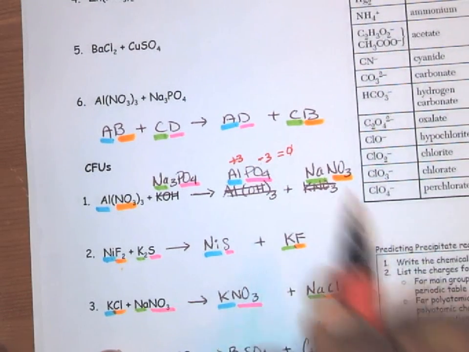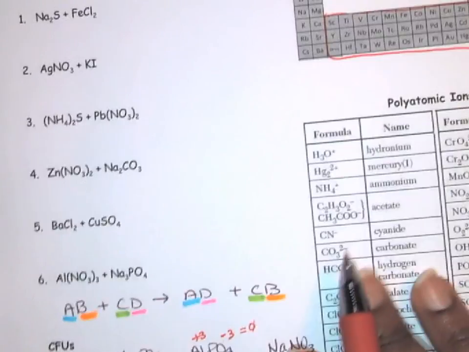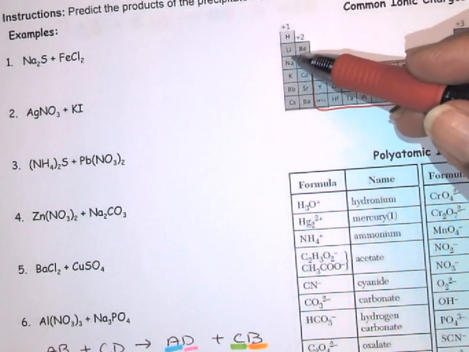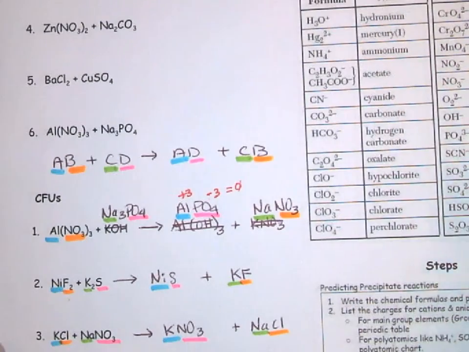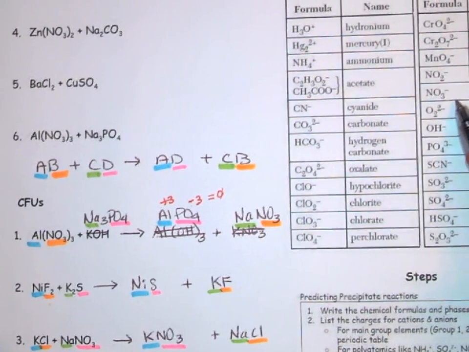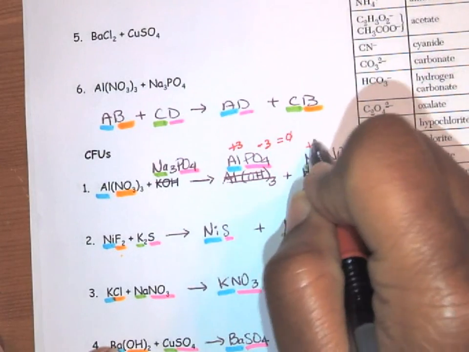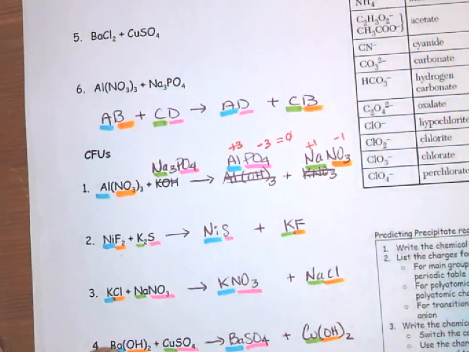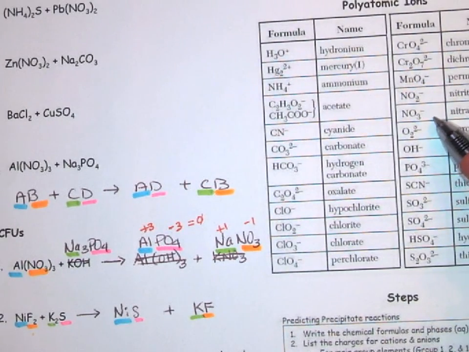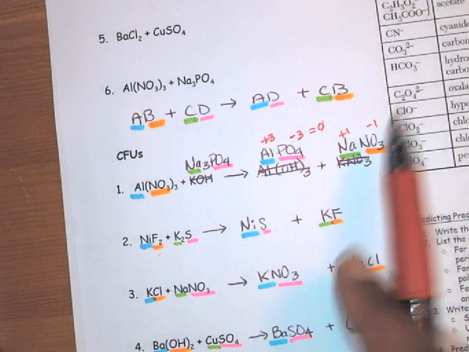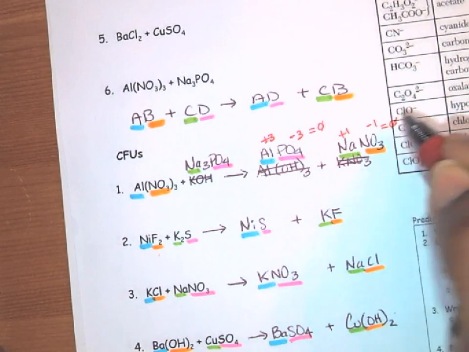For sodium nitrate, our second product, sodium is in group 1, and nitrate is over here in the polyatomic ions. It has a -1 charge. So sodium has a +1 because it's in group 1. Nitrate has a -1 because that's the charge it has, according to our polyatomic ion table. If you add these two together, it gives you an overall 0 charge, so this is good.